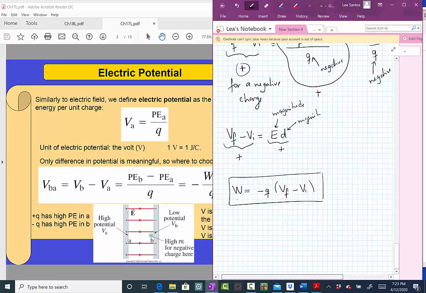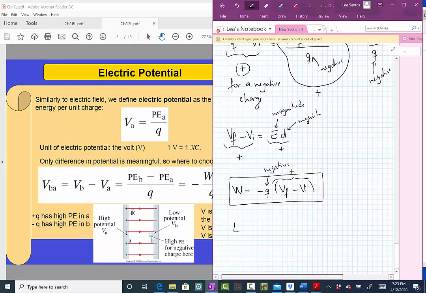Okay, what is going to come out from here? This potential difference for the negative particle is positive. This is a negative particle. So this work is going to be positive. What else did we get?